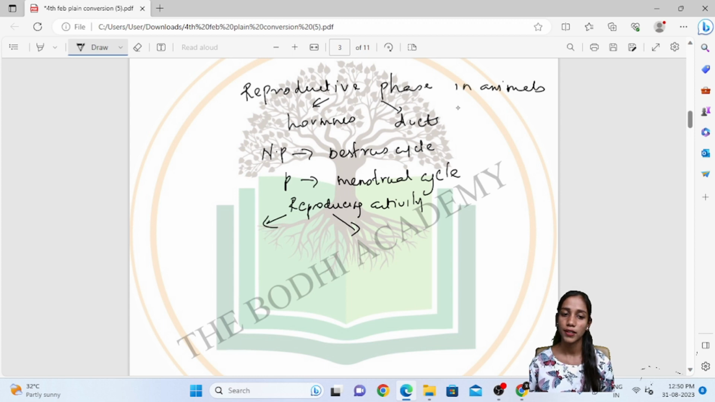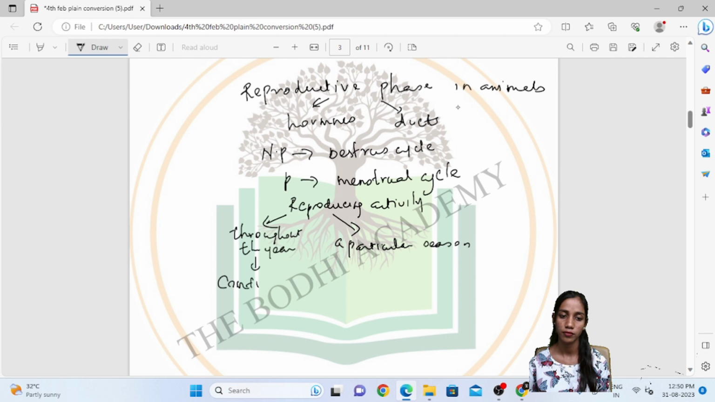Some of the placental mammals are reproductively active throughout the year, and some are active only during a particular season. Those which are reproductively active throughout the year are called continuous breeders, and those which have a particular season for reproductive activity are called seasonal breeders.